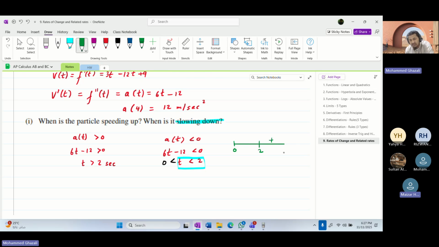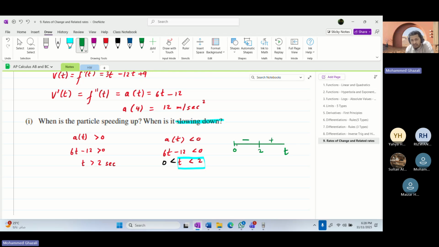Technically time can be negative, but here the particle started at time 0. You can't go beyond time 0. You can't say t equals negative 1 second. That doesn't make sense.